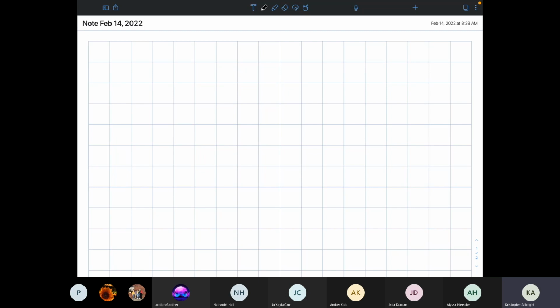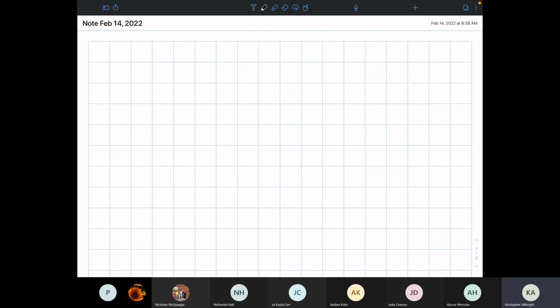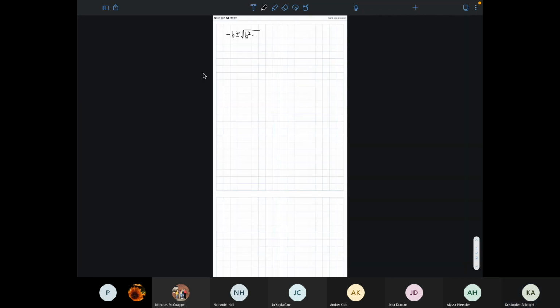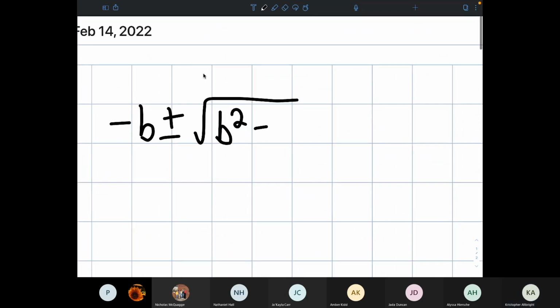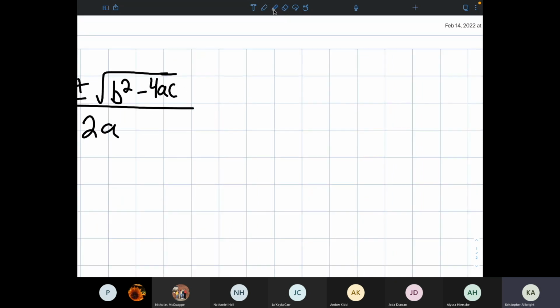Okay, so we're going to start on 3.05. I know we went over it before, but we're going to do a short review and then move on to 3.06. So 3.05 is the discriminant of the quadratic formula. If you'll remember, the quadratic formula looks like this: negative b plus or minus the square root of b squared minus 4ac all over 2a. This is the discriminant part of it.